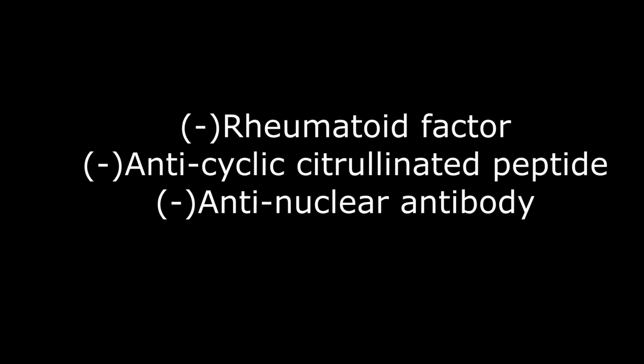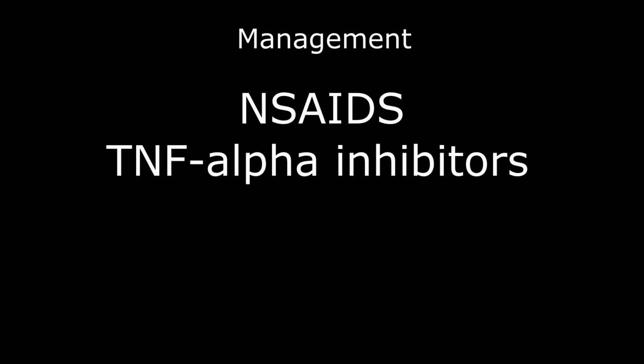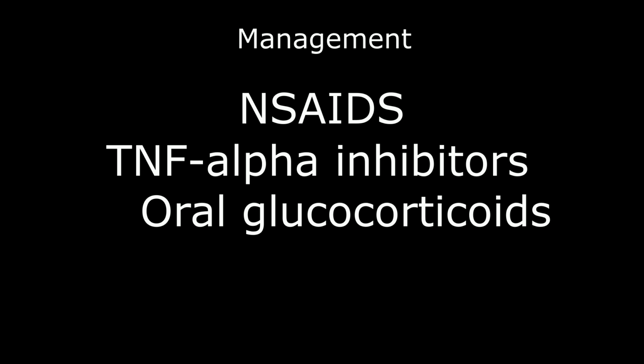Now briefly on to the management. NSAIDs are the first line of pharmacologic therapy for ankylosing spondylitis. These agents reduce pain and tenderness and increase mobility in many patients with ankylosing spondylitis. TNF-alpha inhibitors like etanercept and infliximab can be given. Oral glucocorticoids can be useful for uveitis but not for spinal disease.